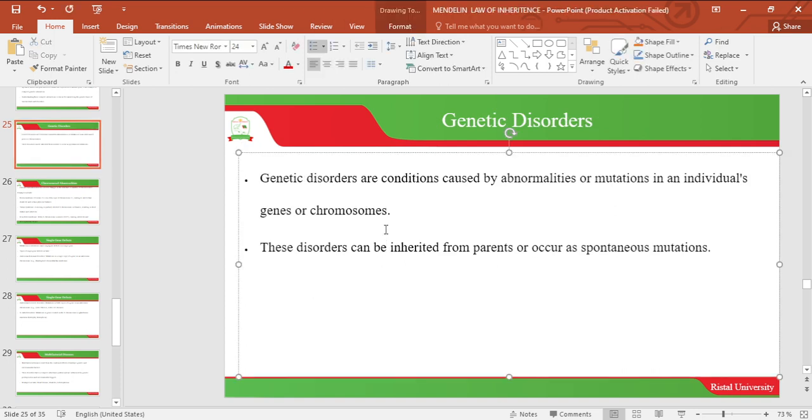Let's look at genetic disorders. Genetic disorders are conditions caused by abnormalities or mutations in an individual's genes or chromosomes. These disorders can be inherited from parents or they can occur as spontaneous mutations.